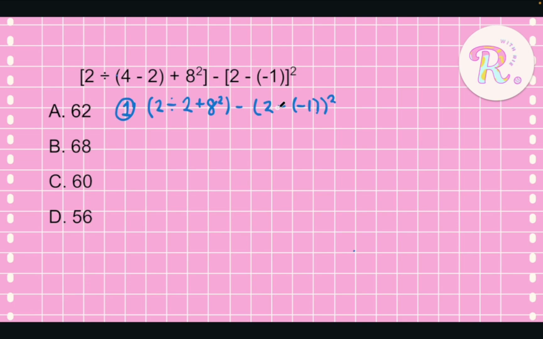So inside the parentheses, it is still not simplified, so let's go to what I call step 1.2. Okay, because we're gonna move on to exponents and it's still inside the parentheses. 8 squared, that's 8 times 8, 64.